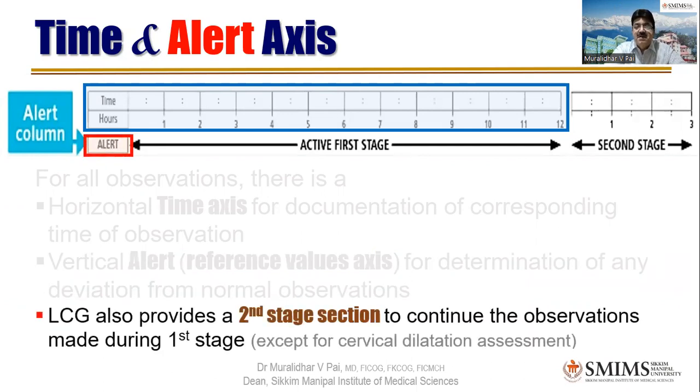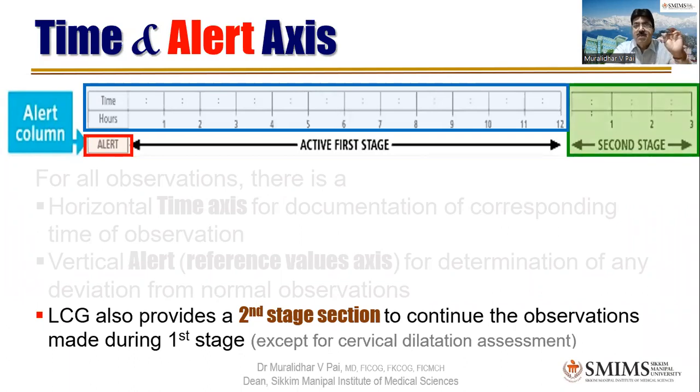And then we have the second stage section to continue the observations made during first stage, except for cervical dilatation, because you know that at the end of first stage, cervical dilatation is over, full dilatation. But things happen thereafter also. Head keeps on descending, head has rotation, this and that, and so many other things will happen. So that is observed for the next 3 hours. It is in the green box.